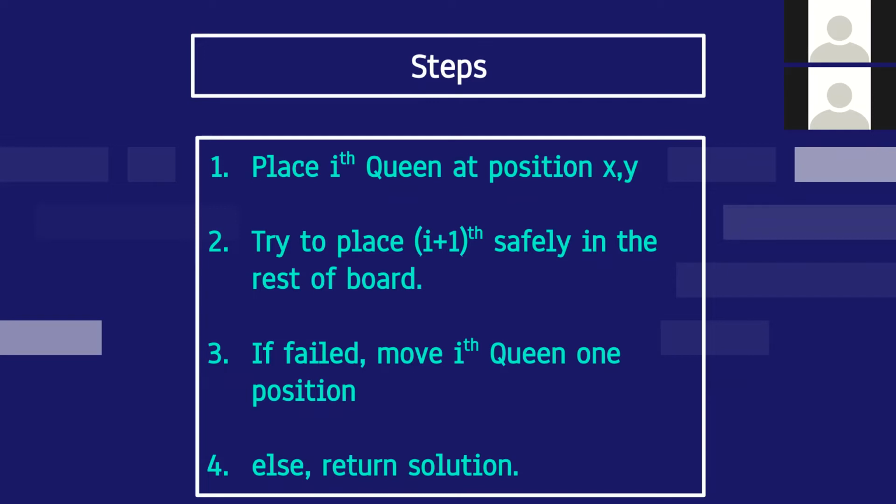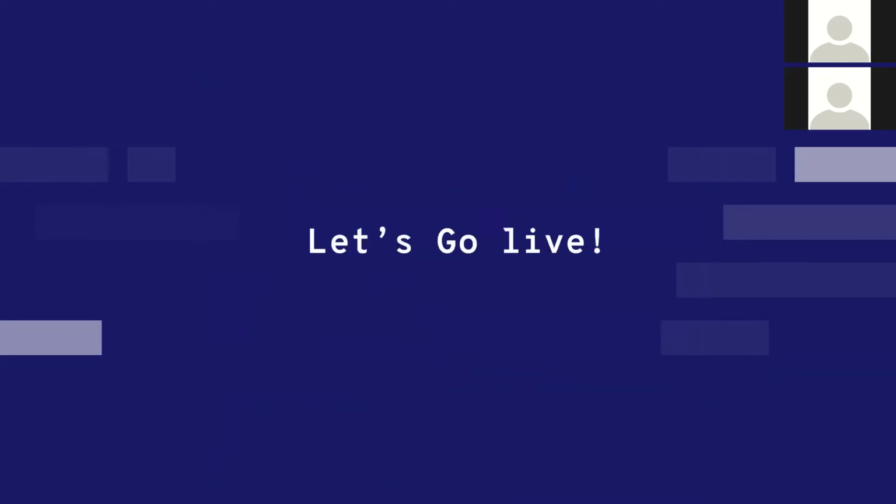If it fails again, it will move again until it runs out of every space. So when q3 runs out of every cell, q2 will move. And this process will continue until they succeed. So if placing all the queens fails, then move the ith queen one position to the right, or basically the next position. Else return the solution. So this is the basic idea of the n queens problem. Now we can implement it. So we'll go live. We'll start coding now.